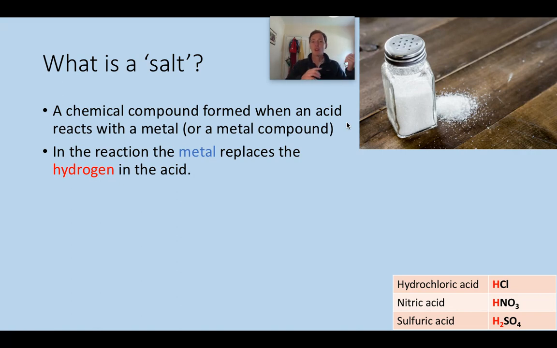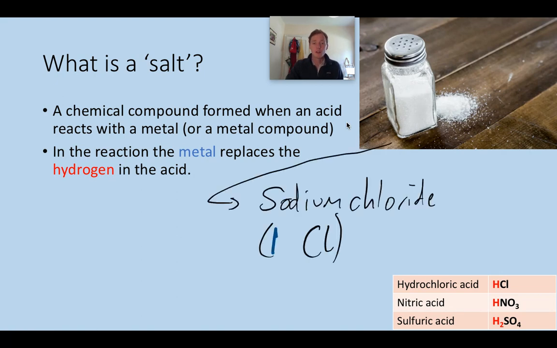What does that mean? Well, let's look at an example using table salt. Table salt chemically is actually sodium chloride, which is NaCl, sodium and chlorine, sodium chloride. And how is that made? Well, it's made from hydrochloric acid. And the metal, sodium, replaces the hydrogen. So the hydrogen has been replaced by sodium. See, the Cl is still there, but the Na has taken the place of the H. So a salt is formed when a metal replaces the hydrogen in an acid.